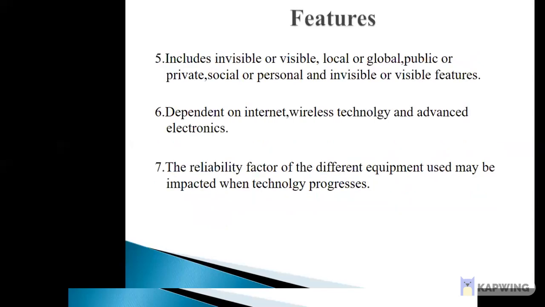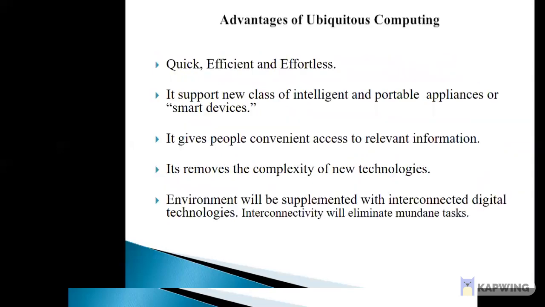It includes invisible or visible, local or global, public or private, social or personal features. It depends on the internet. So internet is required in ubiquitous computing, along with wireless technology and advanced electronics. The reliability factors of different equipment used may be impacted when technology progresses.